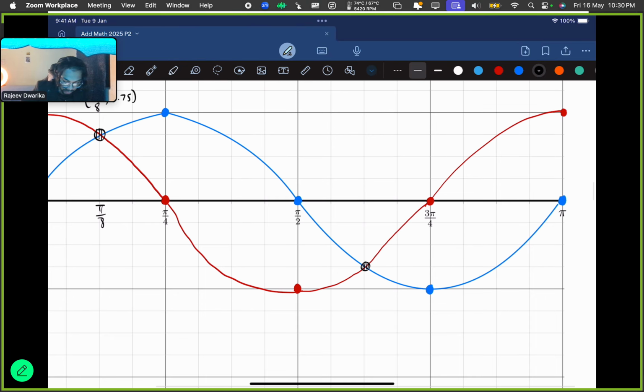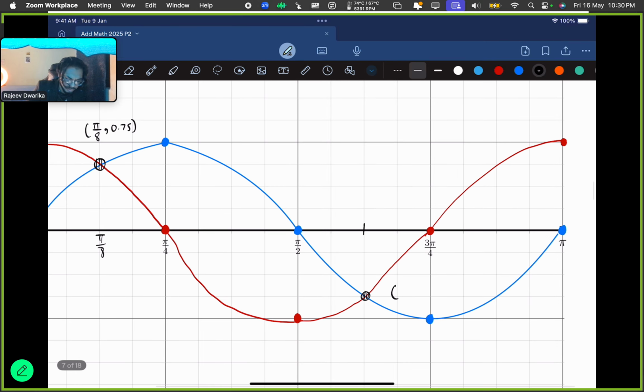Alright, let me do this one here. This point over here is in between pi over 2 and 3 pi over 4. If you don't know how to read the graph, let me show you a little trick. You can add pi over 2 and 3 pi over 4 and just divide that by 2, because this is in the middle of pi over 2 and 3 pi over 4.